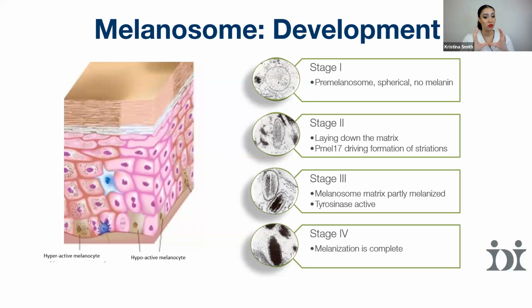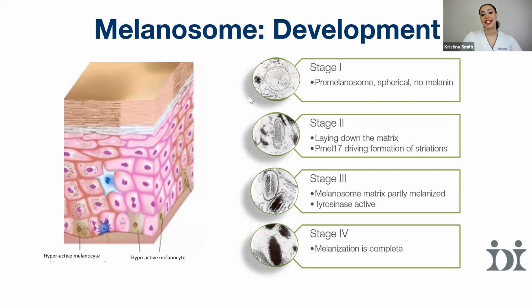It's spherical, regardless of what type of melanin is going to grow inside of it, and it's totally empty. It's just an empty house at this point. So that's your pre-melanosome. All of our melanosomes start this way, with no melanin in them at all yet.